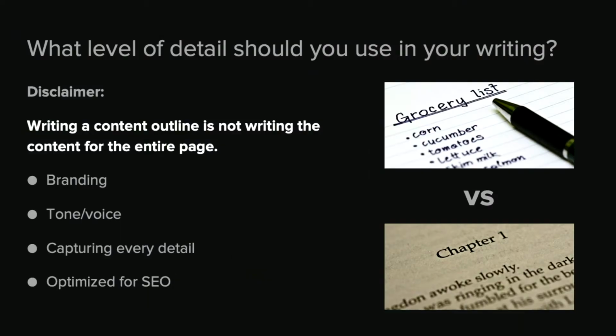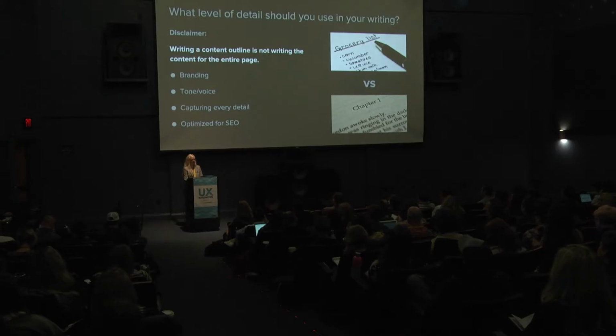So now you know what to put in your outline, and you know what hierarchy to put it in. But what level of detail should you use when you're writing one out? As a disclaimer, writing a content outline is not at all the same thing as writing the actual content for a page. Writing the detailed page content requires much more time and finesse, such as matching the brand's tone and voice, capturing every important detail, and using the appropriate terminology, plus optimizing all of that for the best SEO ranking. And that's not the goal of content outlining. It should be more like a shopping list rather than a chapter of a story.